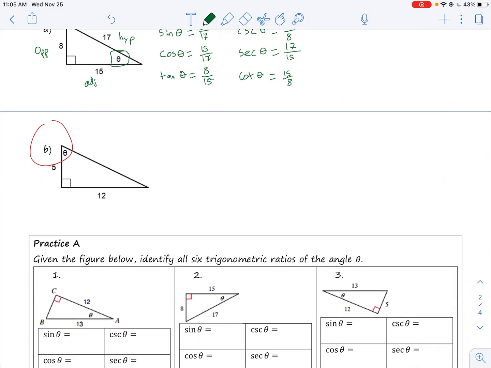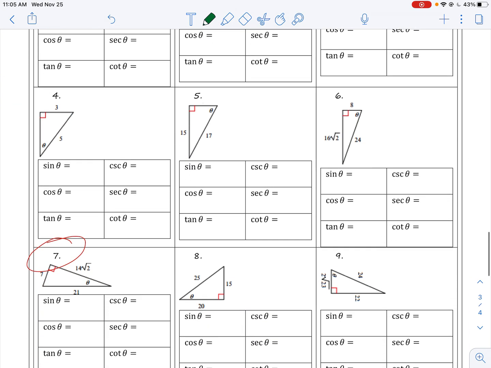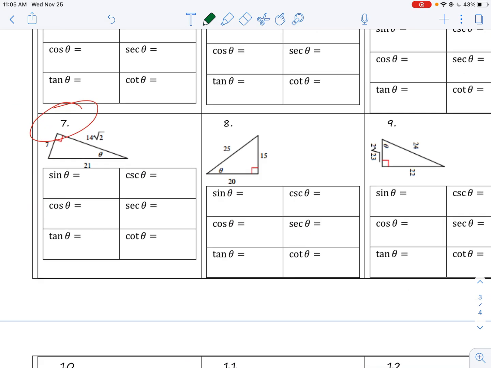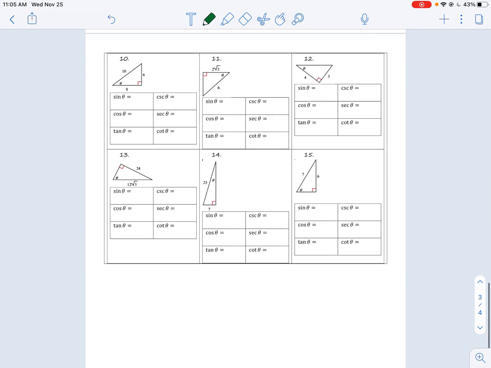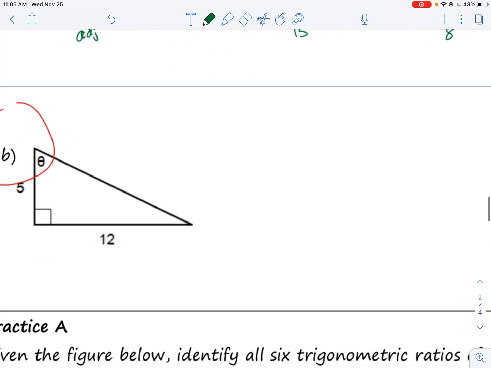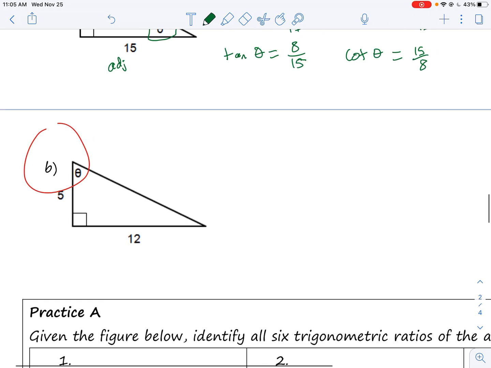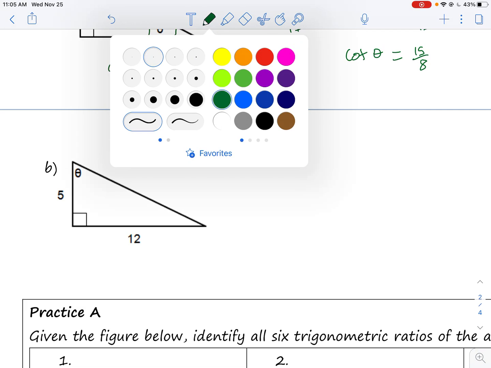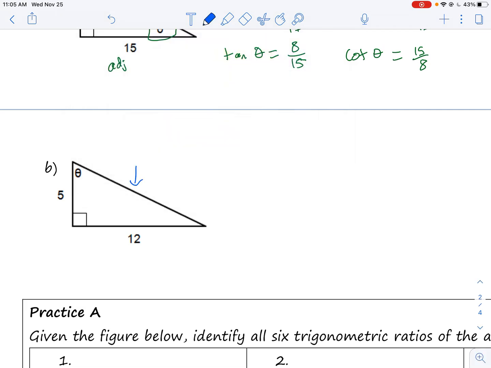And on some of these problems, you're not given all the sides. So I want to jump to one that's actually a little bit harder. Let's just go to this one. On this one, you don't know the hypotenuse length, so you have to figure it out. Luckily, there's good old Pythagorean theorem: a squared plus b squared equals c squared. The hypotenuse is c, and that would mean this is a and b here.